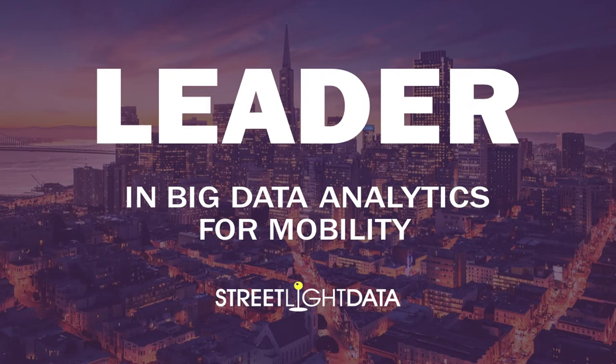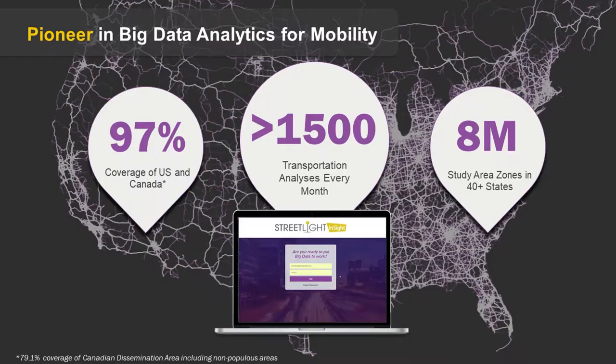StreetLight Data, in a nutshell, simplifies data-driven infrastructure and policy planning by providing the best big data resources and software together. We currently have coverage that spans all of North America. We have trips starting in about 97% of all of the block groups in the United States and over 79% of the Canadian dissemination areas, including in the less populous areas. We have customers all across North America running hundreds and thousands of analyses every month across many, many states and provinces, cities, and regions.